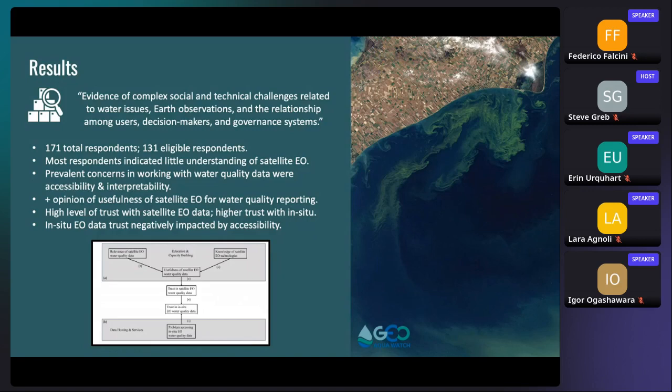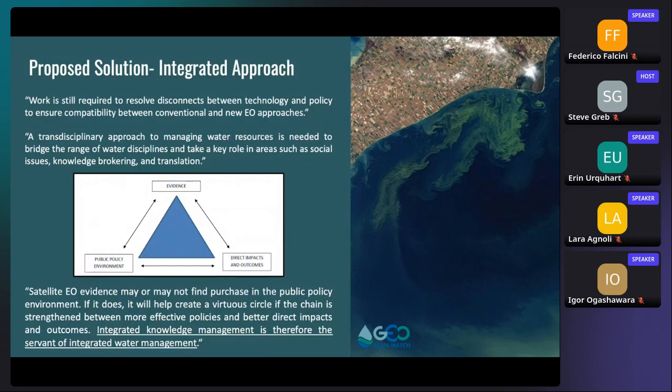This box is dependent on the satellite Earth observation community providing education and capacity building to the water sector, supporting both the knowledge of technology and the relevance to programs. The bottom gray box shows that in situ data trust is negatively impacted by the limitations of access to in situ water quality data, and the condition in this bottom box could be addressed through publicly accessible data hosting services to the water sector. So now that we have evidence of the challenges and barriers associated with satellite data for water quality management, what do we do?